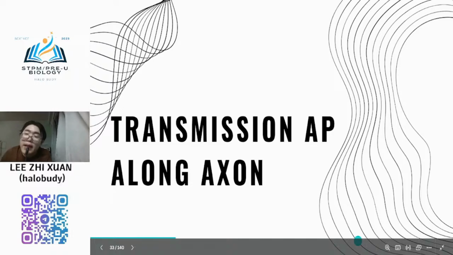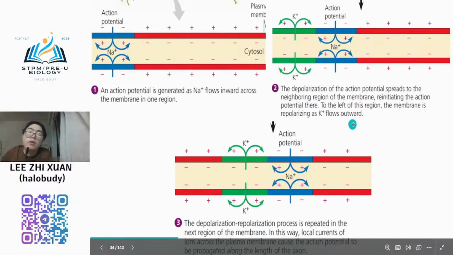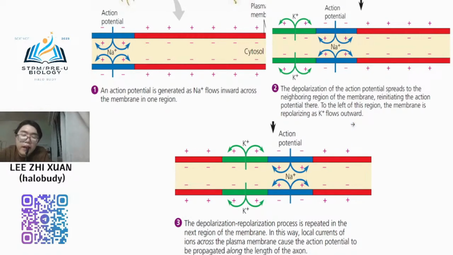Next, I will explain about the transmission of the action potential, or transmission of the nerve impulse along the axon. Okay. So I already explained about the action potential. Everyone should know what the meaning of action potential is and what the mechanism of the action potential is. Now I need to explain the mechanism by which the action potential is transmitted along the axon.